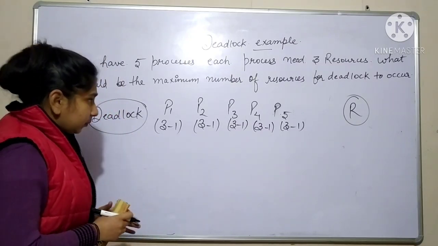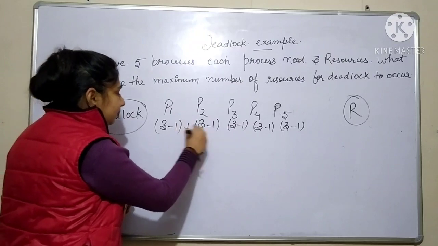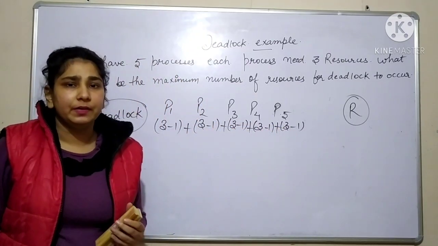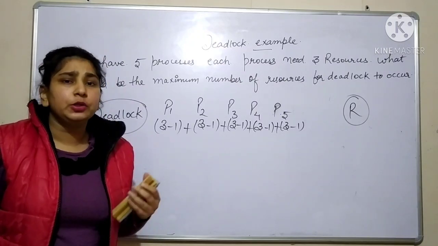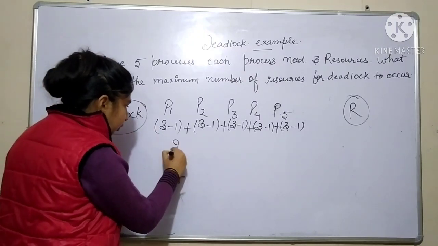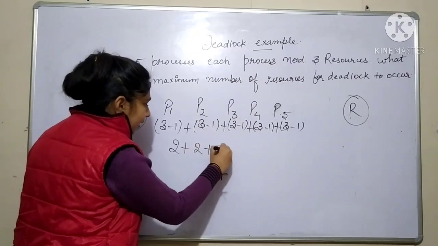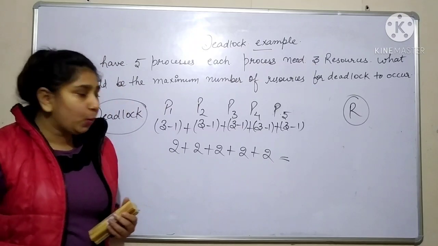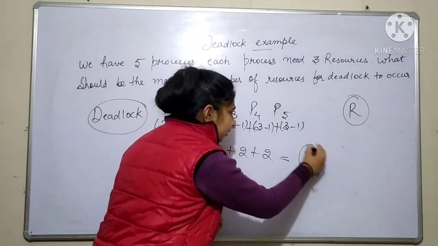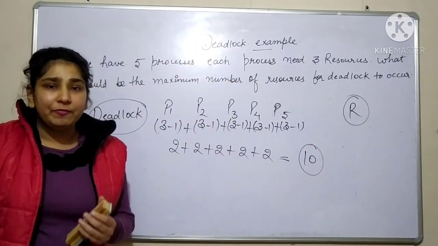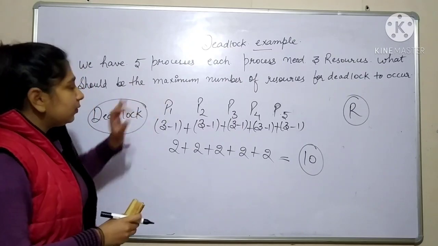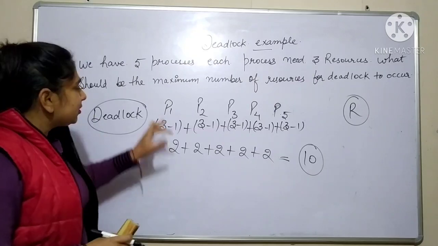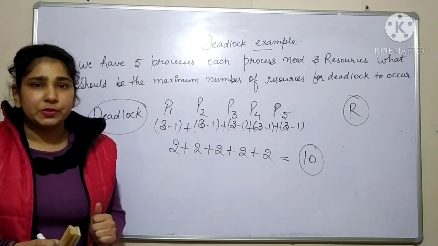So what is the maximum number of resources if we want deadlock to occur? 2 plus 2 plus 2 plus 2 plus 2, it is equal to 10. Each and every process requires 3 resources. The requirement of one process is to get 3 resources.